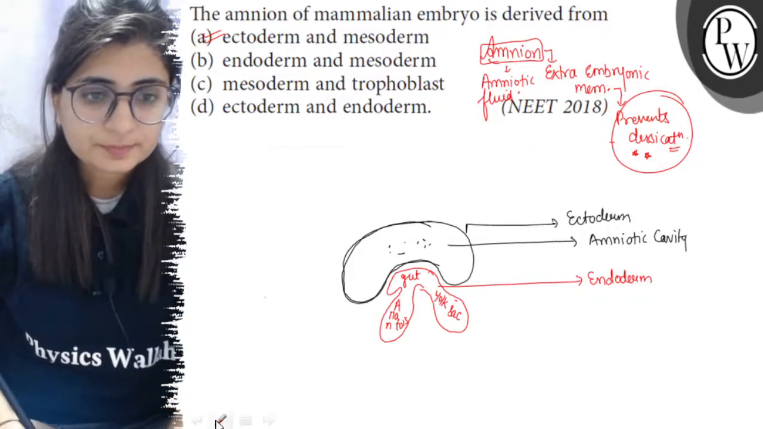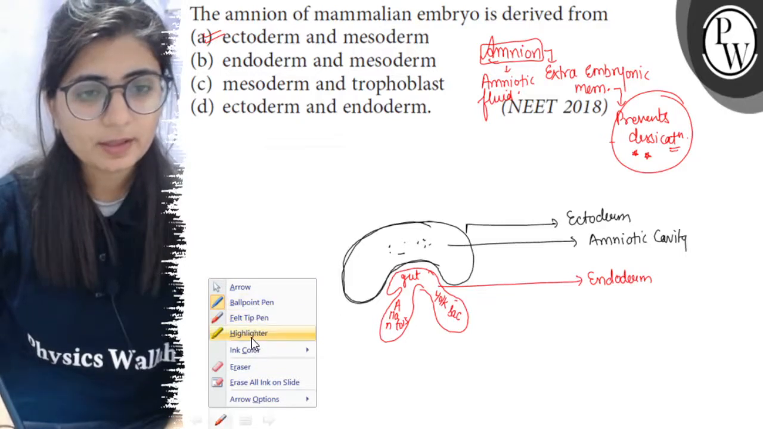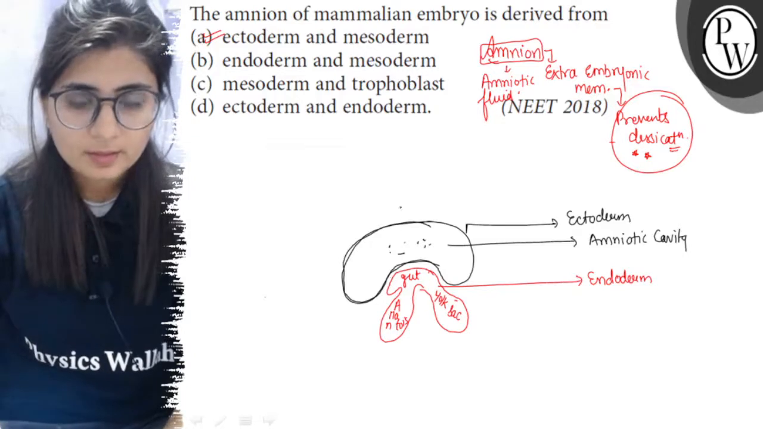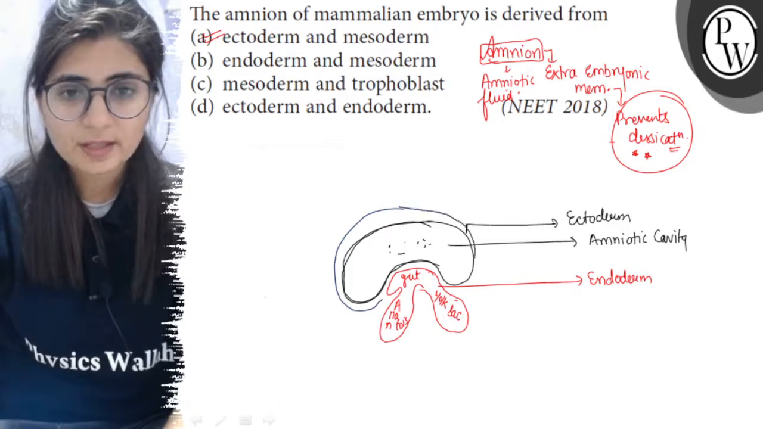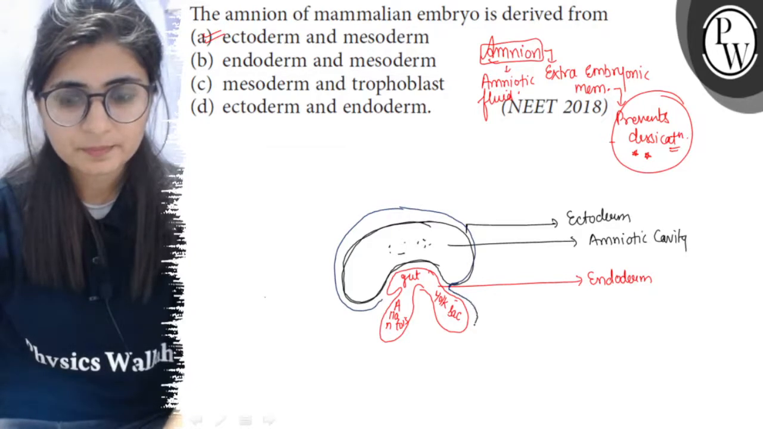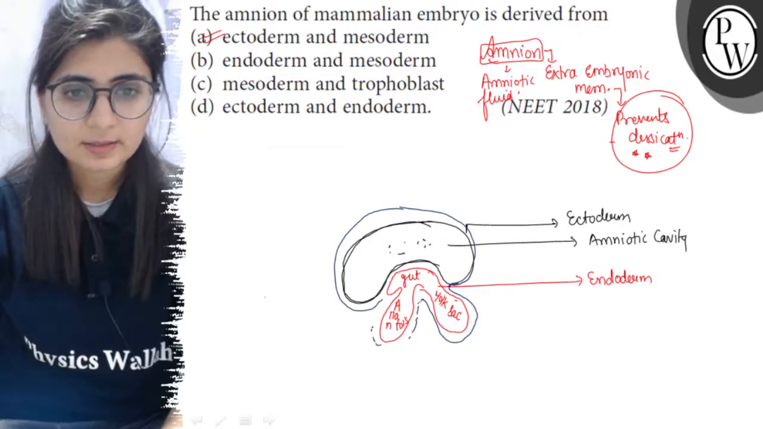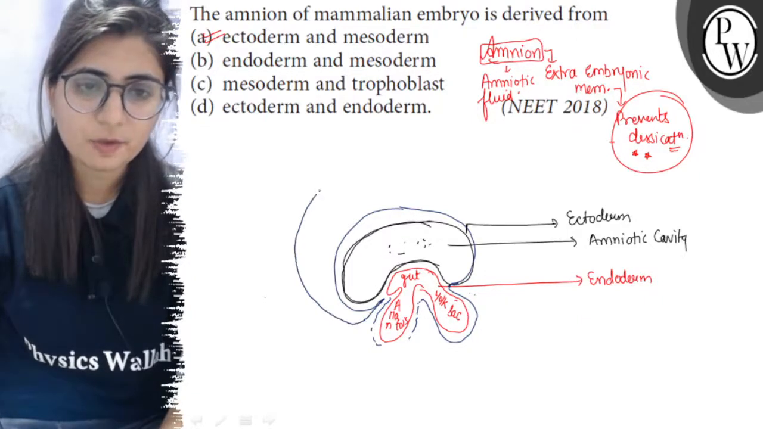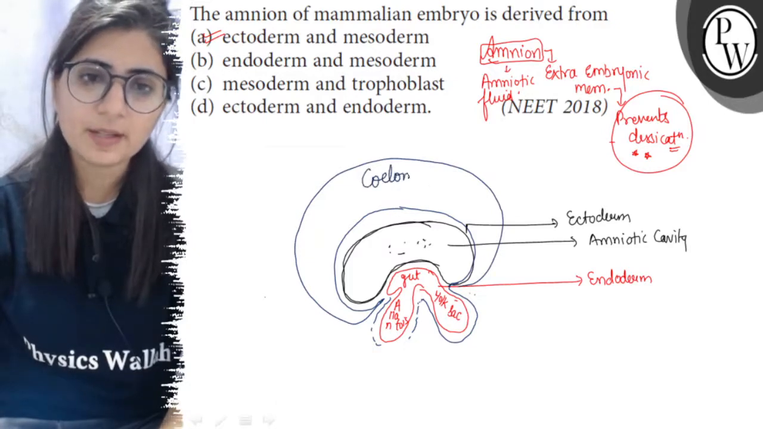Now the mesoderm, which is the germ layer, will cover this, including the yolk sac. So it will cover this like this. So mesoderm will cover it like this and it will also form the extra embryonic coelom. So this is the extra embryonic coelom.